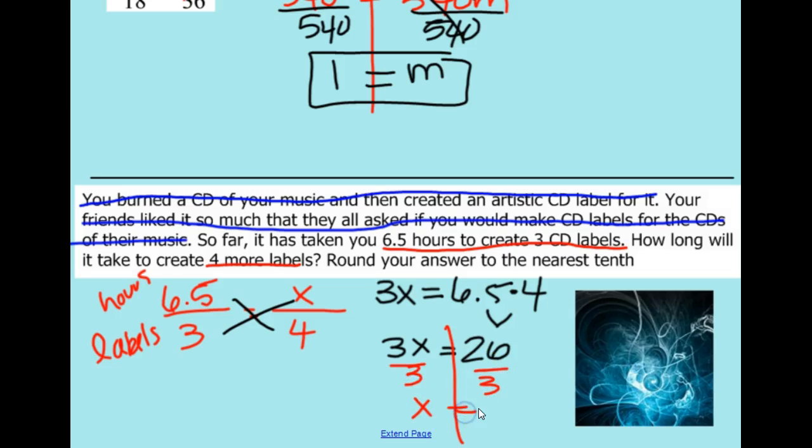It's not going to be a nice number. We get 8.6 repeating. If you want to round it to 8.7, that's fine. But that would be 8.6 repeating hours.